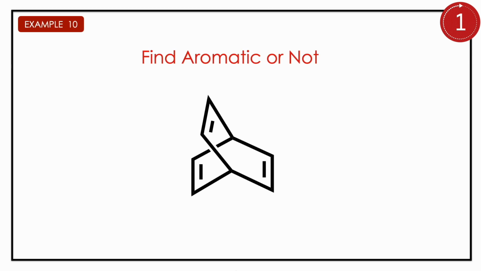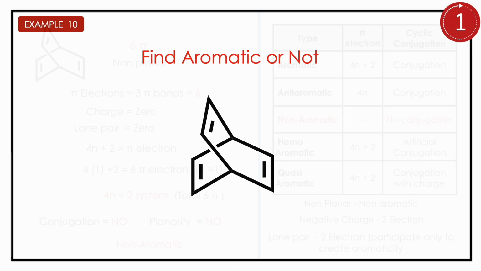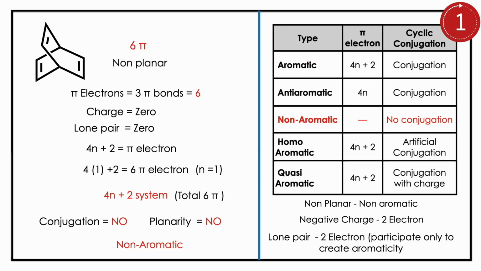Then the next example, you have a non-boron system with 3 double bonds. We should find whether the given compound is aromatic or not. The system has 3 pi bonds, but it is non-planar, non-conjugated. So simply you can say it is non-aromatic. Even though it has 6 pi electron from 3 pi bonds, charge is 0, lone pair is 0. So it will definitely fit under 4n plus 2 system where n equals 1, totally 6 pi. But it doesn't have any conjugation, no planarity. It's an sp3 carbon in the middle. So the given system is non-aromatic.